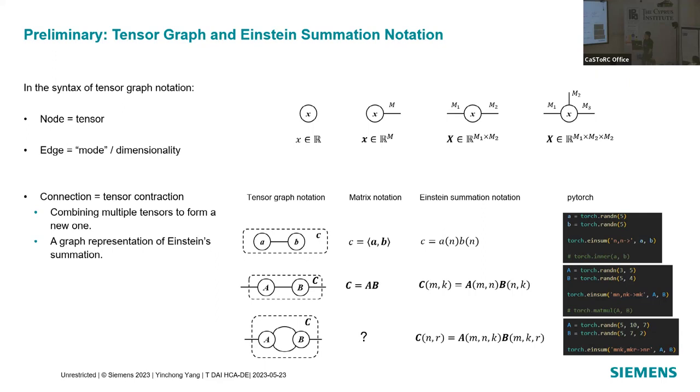What the Einstein summation notation tells us is that we can write any kind of tensor contraction operation simply by writing all the tensors one after another, completely ignoring the order in which we write those tensors. But we follow the following two rules. The first rule is that we have to express the mode, so the dimensionality, of each tensor using indices.